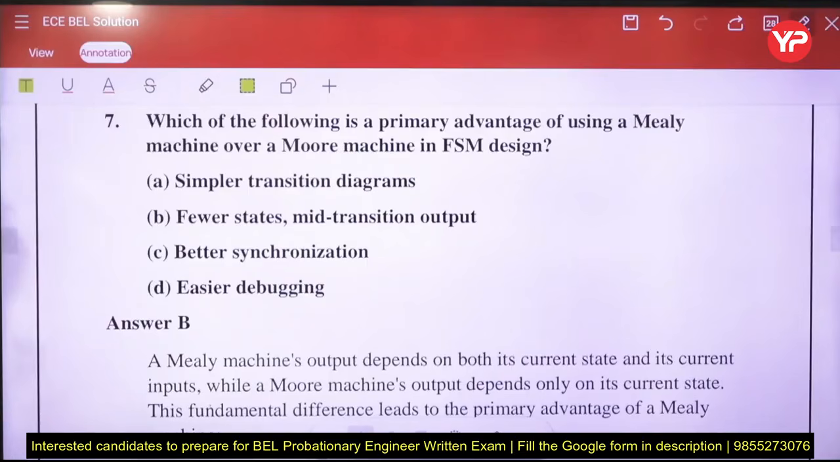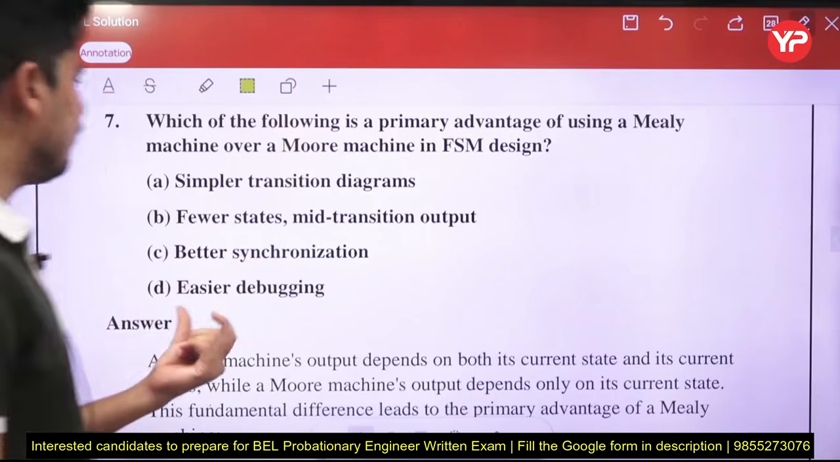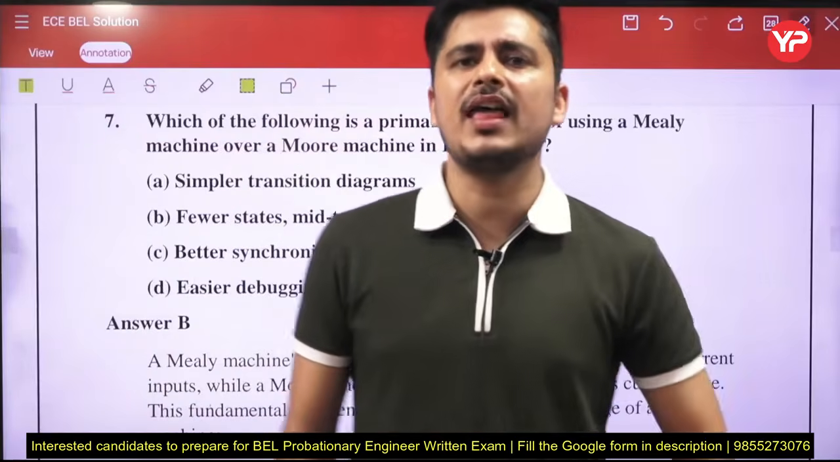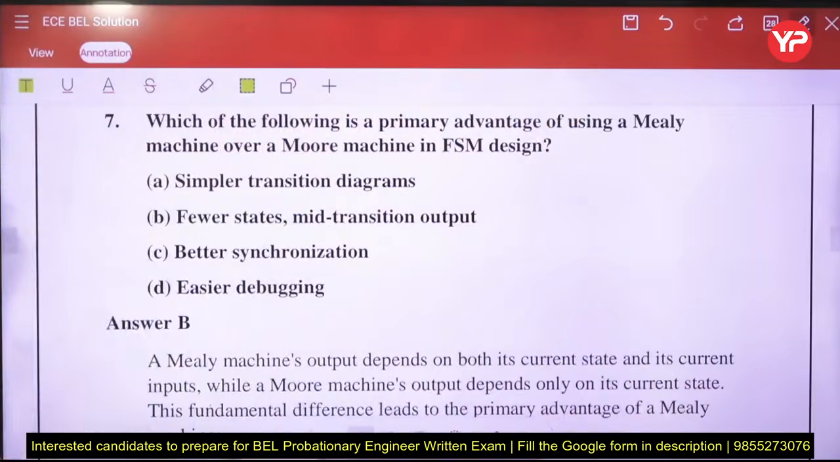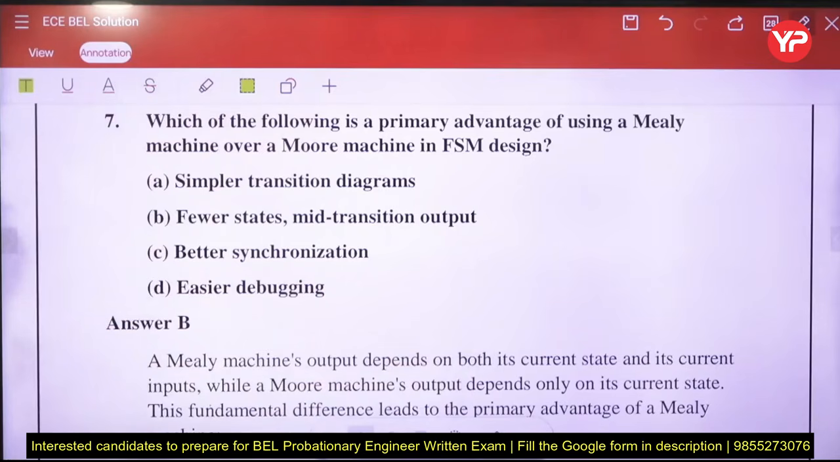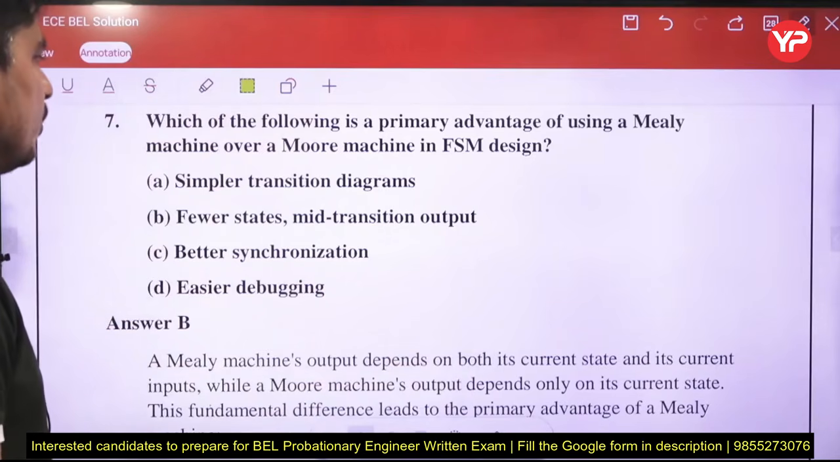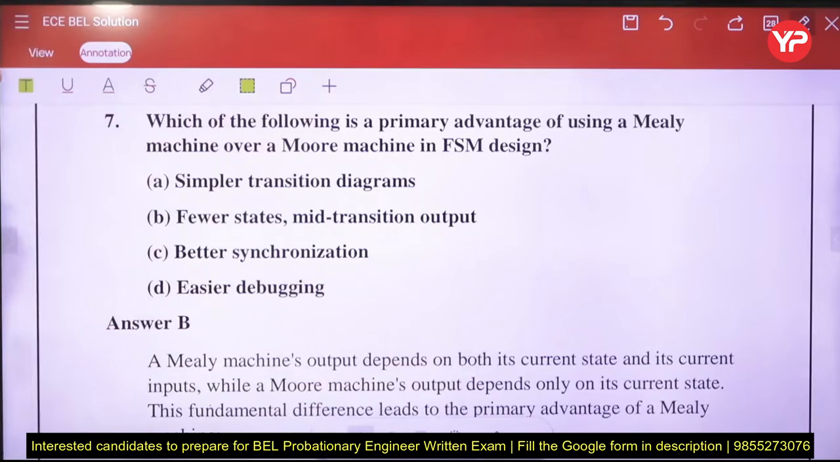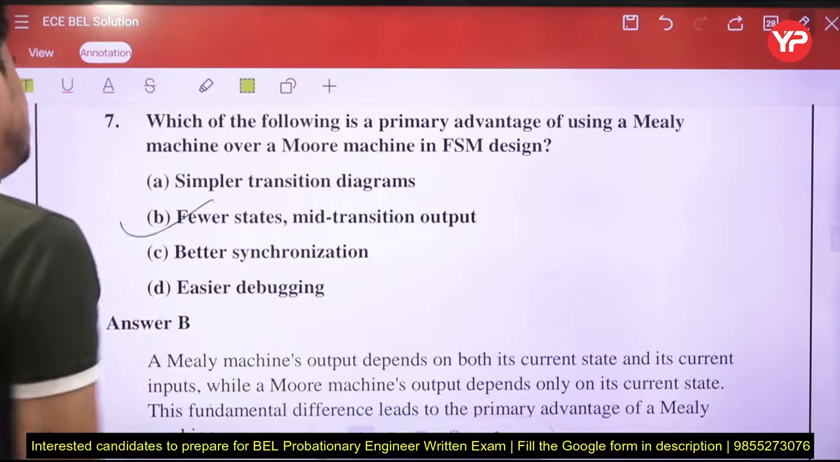Which of the following is the primary advantage of using a Mealy machine over a Moore machine? If I am talking about the Mealy machine over the Moore machine, the Mealy machine will have fewer states. States are fewer in the Mealy machine as compared to the Moore machine. The Moore machine has one extra state to count the state of the state machine. And one more thing, the mid transitions are available in Mealy machines instead of Moore machines. So the answer will be B.